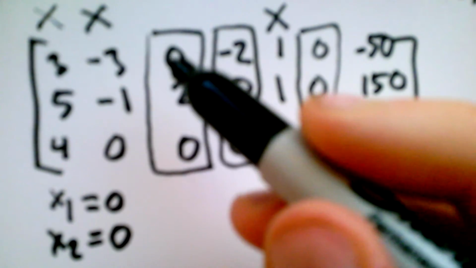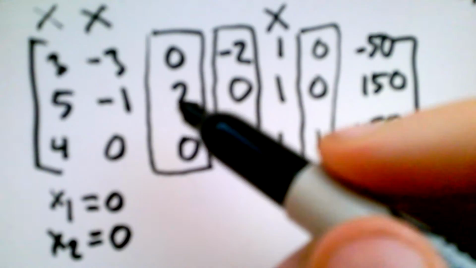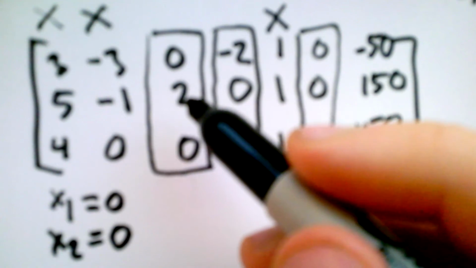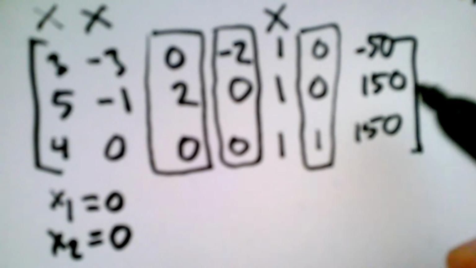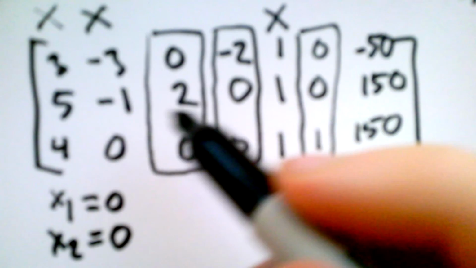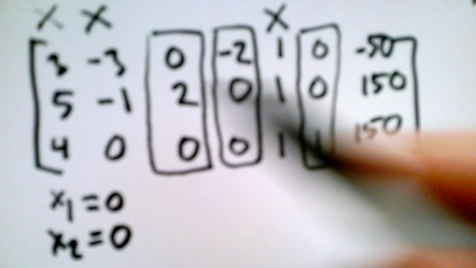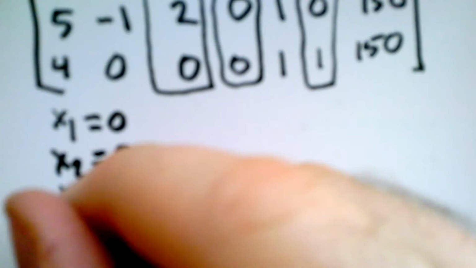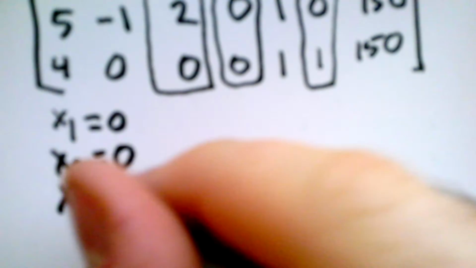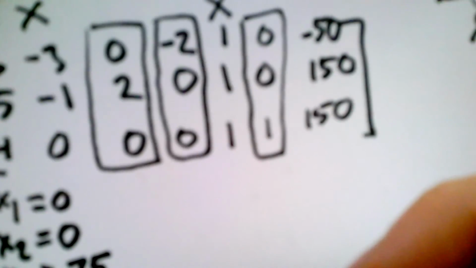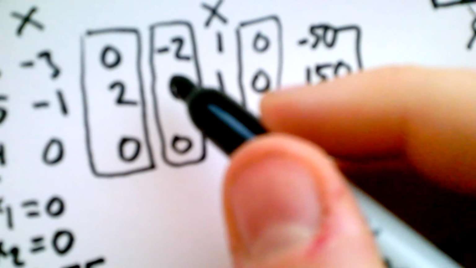column. This is one that I boxed because it has exactly one non-zero entry. And what I do is I take this non-zero entry, go across to the constant, and do the ratio of the constant over the non-zero entry. So 150 divided by 2. So 150 divided by 2 is the value of x3, since this is the x3 column, that will maximize my z value. This is my S1 column.